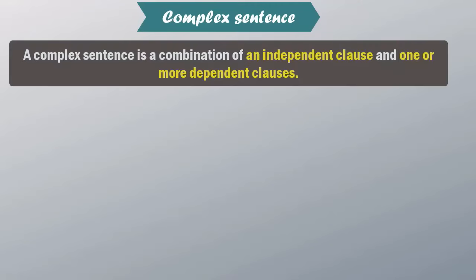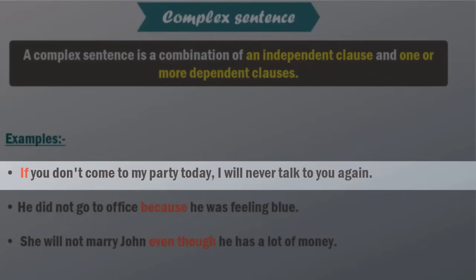Guys, a complex sentence is a combination of one independent clause and one or more dependent clauses. One independent clause and one or more dependent clauses. Alright, we'll understand this through some examples. Example number one. If you don't come to my party today, I will never talk to you again. If you don't come to my party today. If is a subordinating conjunction, right? I told you in the beginning of the lesson, a dependent clause starts with a subordinating conjunction, and if is a subordinating conjunction. So we simply understand it's a dependent clause. If you don't come to my party today, comma, I will never talk to you again.